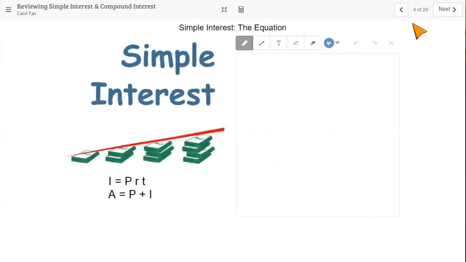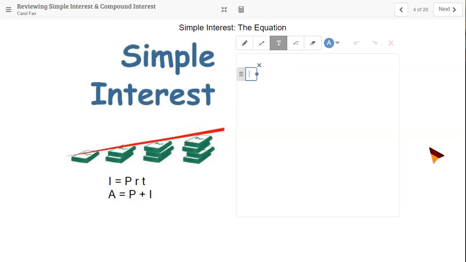Okay, so let's take a look at the two types of interest. I'm going to first talk about simple interest, and then we'll compare it to compound interest. So simple interest has two equations. We have I for interest is equal to the principal times the interest rate times the time. And then to get the final amount, we take the principal and we add the interest.